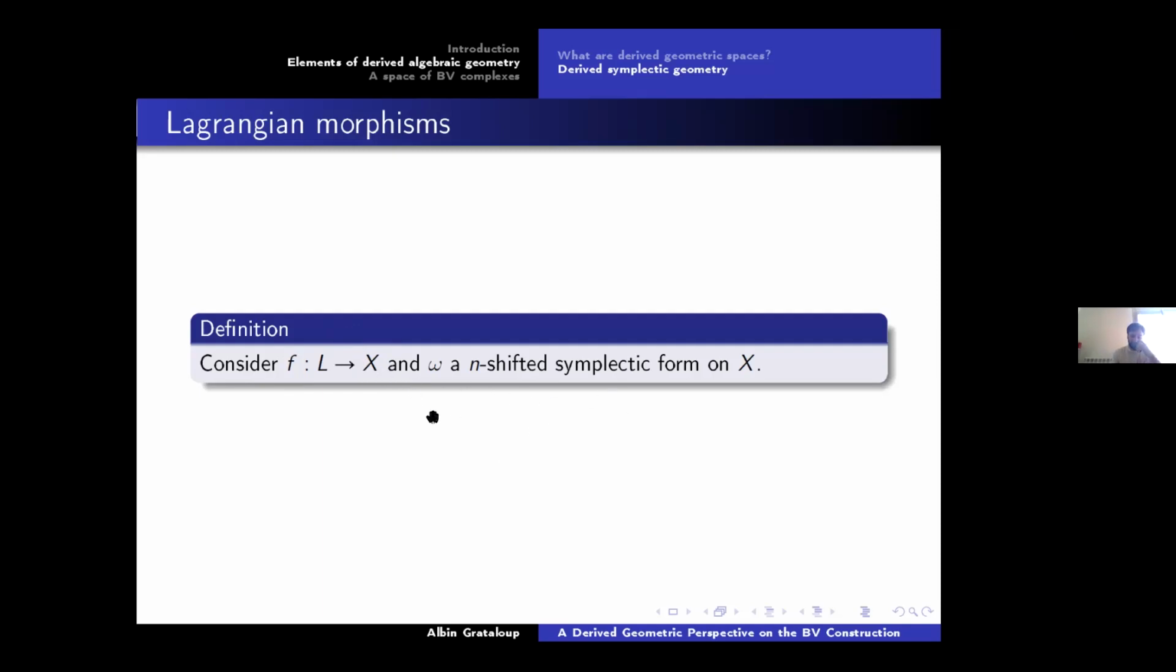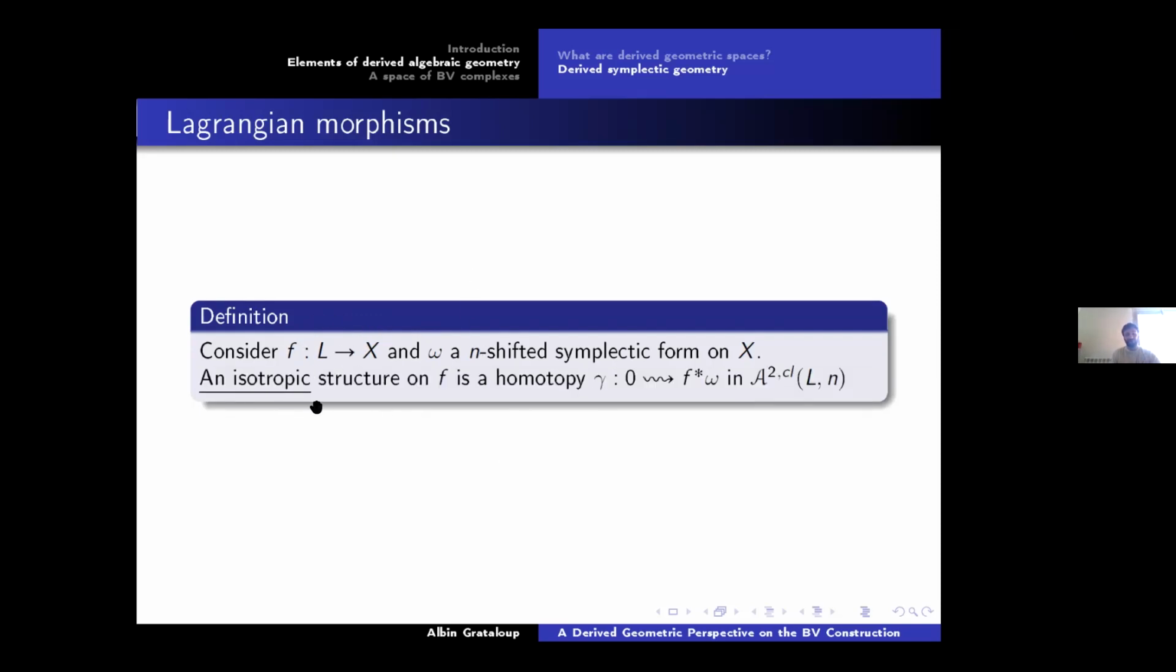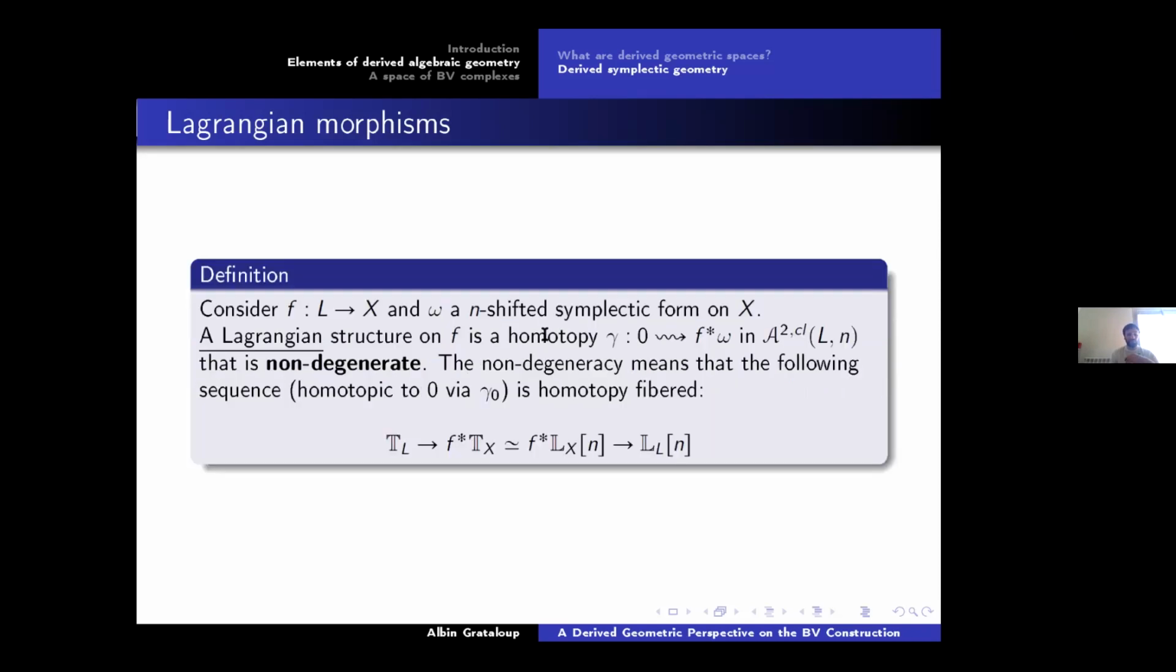First, the symplectic structure restricted to L should be 0. In our case, that's an isotropic structure. It's like saying that there's a homotopy between 0 and the pullback of the symplectic structure on L. And of course, if we want it to be Lagrangian, we'll ask for some non-degeneracy condition, which I do not want to get into in much detail, but can be phrased in two ways.